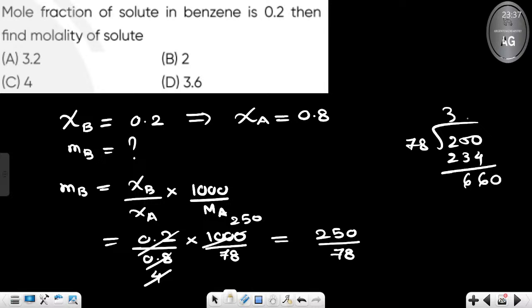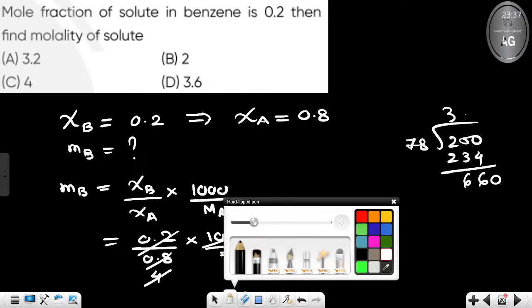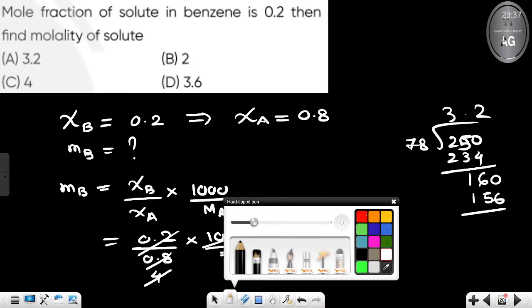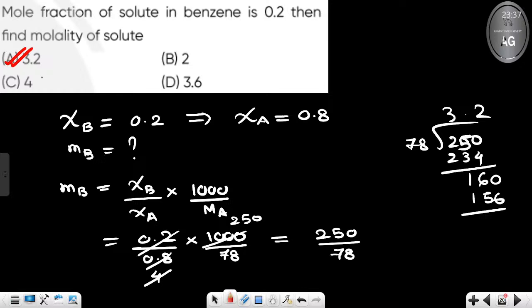250 it was. 160 means 2. So correct answer will be 3.2. First option. Okay. There will be 3.2.